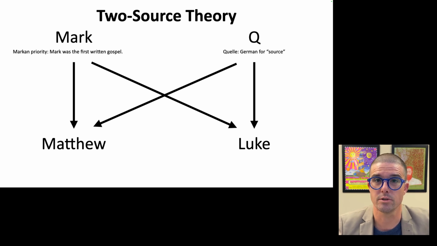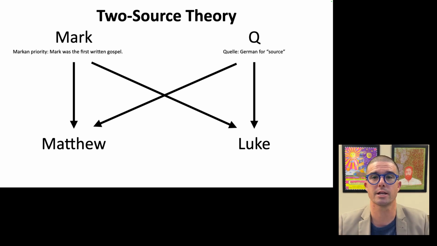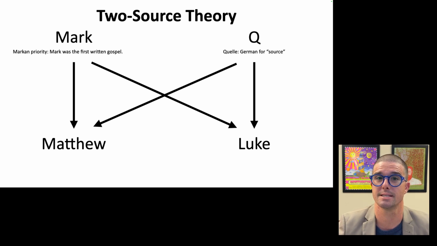The second source, Q, is believed to be a collection largely made up of Jesus' sayings and teachings. Q explains the material that's shared between Matthew and Luke, but is not found in the Gospel of Mark. This includes things like the Beatitudes and the Lord's Prayer. No physical copy of Q has ever been found, but scholars have reconstructed what they think Q contained on the basis of this shared material between Matthew and Luke that's not found in Mark.